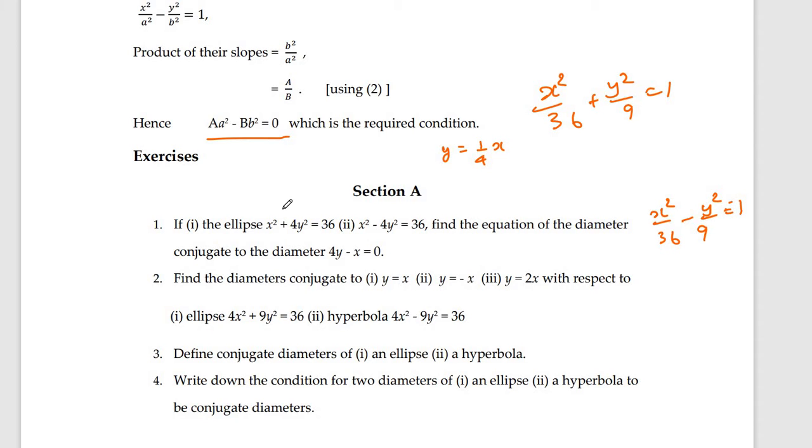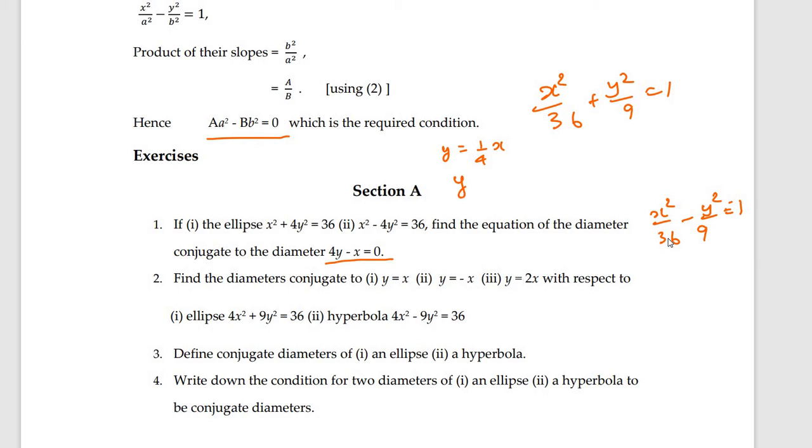So first we rewrite the given ellipse equation in the standard form, and in the same way the equation of hyperbola is also rewritten. Now we consider this diameter, that's rewritten as y is equal to 1 by 4 into x. Now our job is to find the diameter which is conjugate to this diameter.